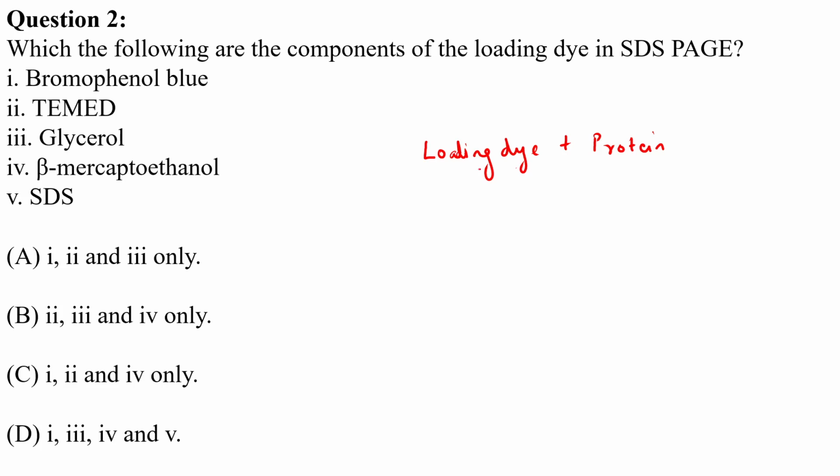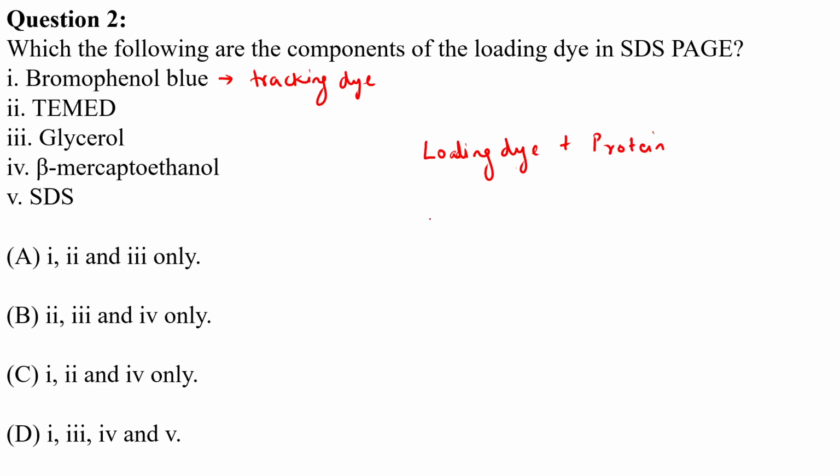So we have first component bromophenol blue. Why do we add this? This acts as the tracking dye. Okay, this is called the tracking dye. So when we are running the gel, at that time we are not doing the staining, right? So how do we know how much our gel has run?